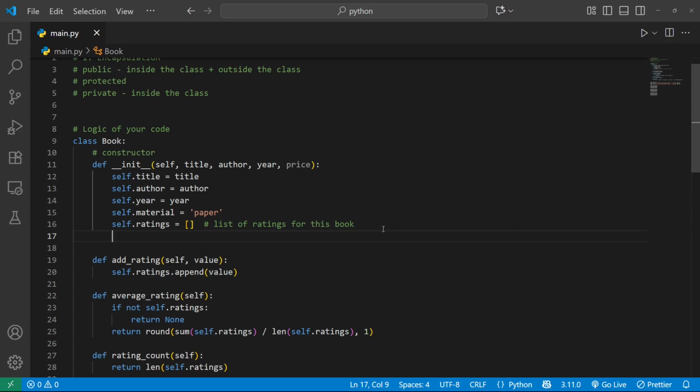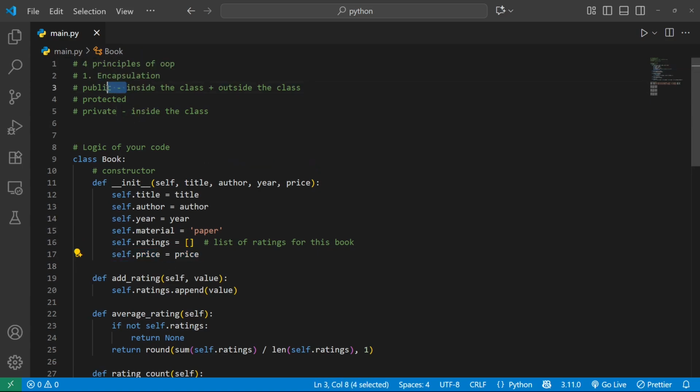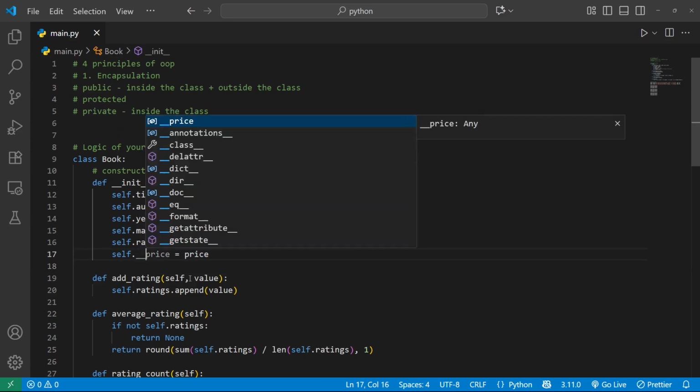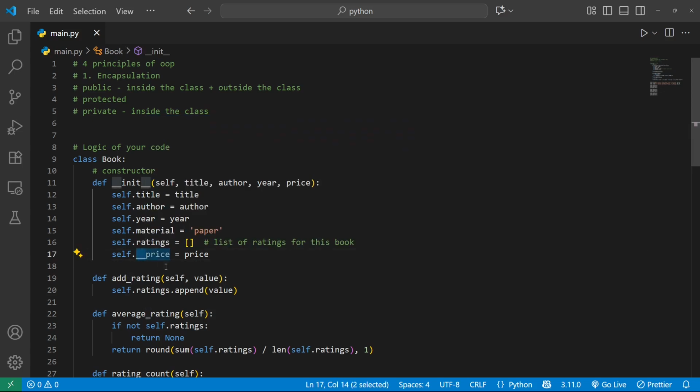In a normal way, I will write self.price equals price, okay? And this price is this price. We spoke about it in the previous videos. But this is the normal way to write it. So it means now it's public. If you would like to say, okay, but this has to be private, you will write here 2 underscores before the price, okay? So now you say, okay, this is private.